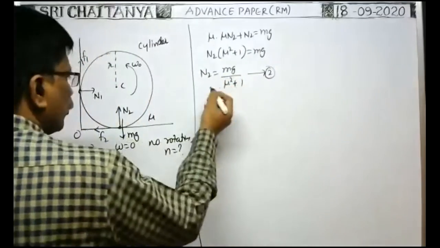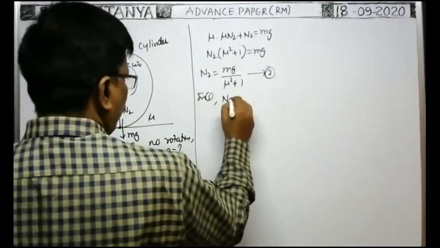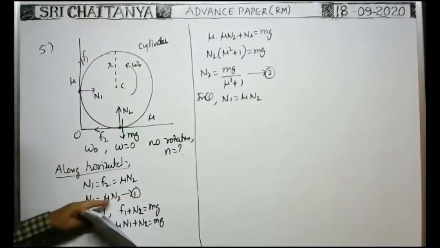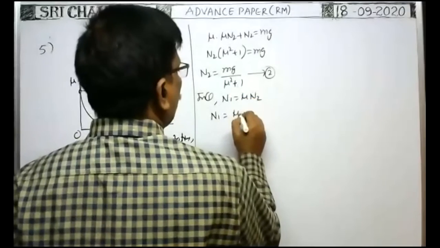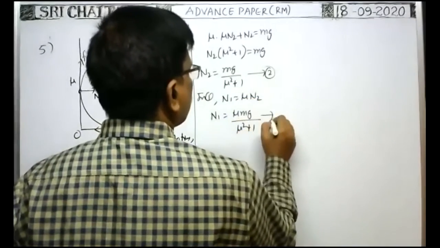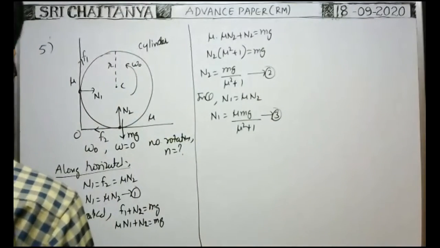If N2 is this, what about N1? From equation 1, N1 is equal to mu into N2. Therefore, N1 is equal to mu into this, that means mu mg by (mu square plus 1). This is equation 3. So now we have the normal reactions.